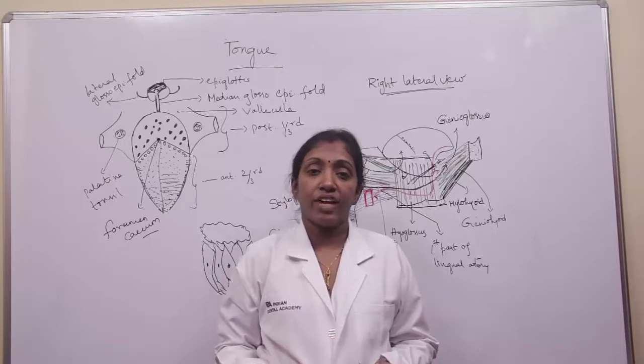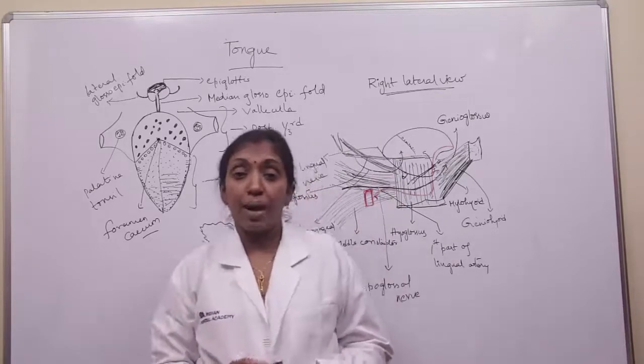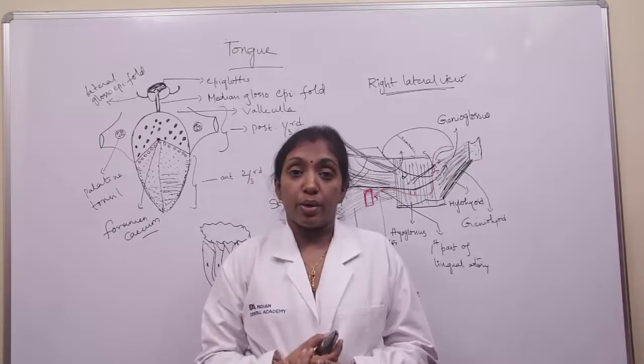All these sets drain into the jugulodigastric and jugulo-omohyoid group of lymph nodes, and also the submandibular group of lymph nodes. So that's about the tongue.